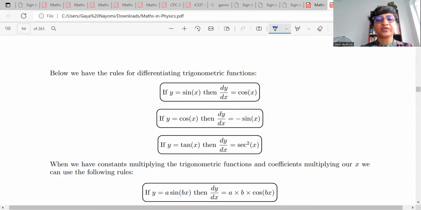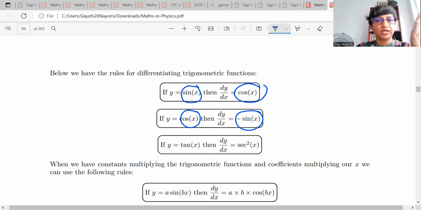Right? So the derivative of sine x, when you differentiate, you get cos x. Cos x when you differentiate you get negative sine x, or minus sine x. Okay? Don't get scared. You can always refer to these. No problem.